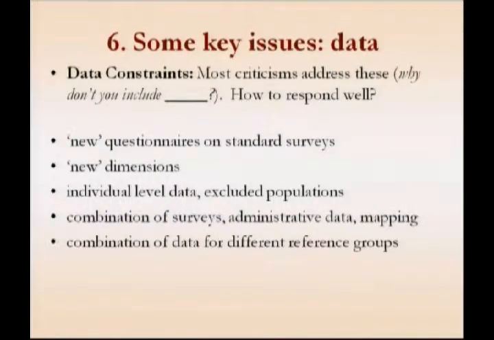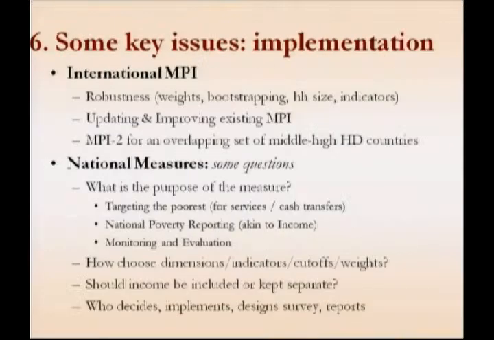And so there are a number of questions about perhaps having new questions in income expenditure surveys, individual level data where we only have information for one respondent from a household, or combination of household survey data and administrative data, poverty mapping techniques. And there's also the question inherent in this approach of child data versus adult data. And how do you combine data for different reference groups? Do you do it the way that we have done it using a household? Do you have child-specific surveys?